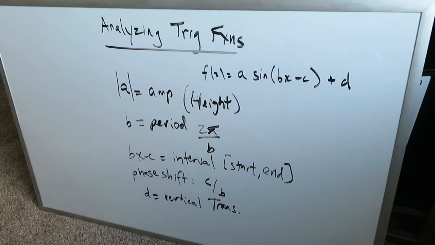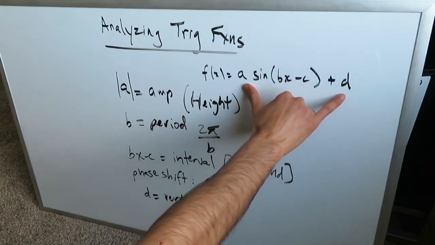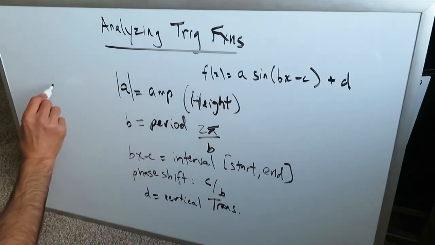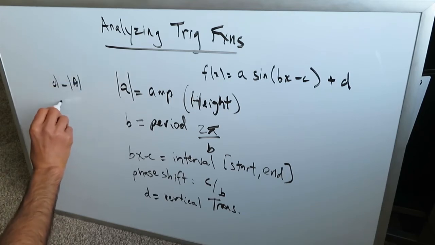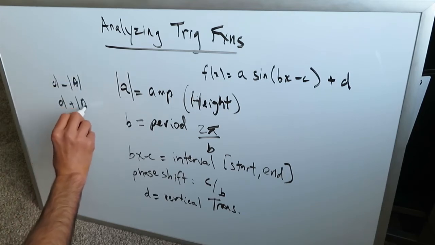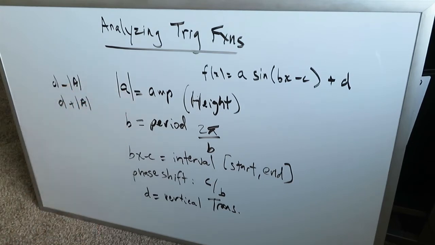I'll show you a very easy way for determining the range, which will depend on the combined effect of A and D. And you want to be thinking of it like this: D minus the absolute value of A and D plus the absolute value of A. And here the capital A and the lowercase a are talking about the same thing, the amplitude.